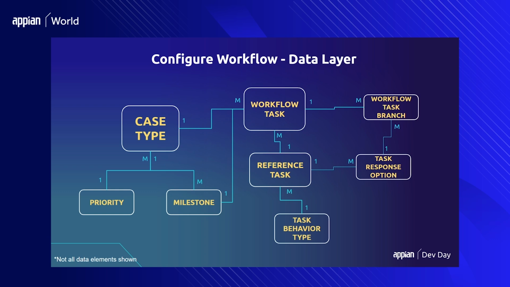This relates to the reference task. So this is the unique and discrete set of tasks that you have available. Each of those has a related task behavior type, for example. On the right side, you'll see we have that workflow task branch and task response option. Those are really required for the decision tables to allow you to branch effectively based on those options being selected. And as I said, a very common customization will be right here with that task behavior type. I expect you guys to be making a lot of additions here based on your unique customer use cases.